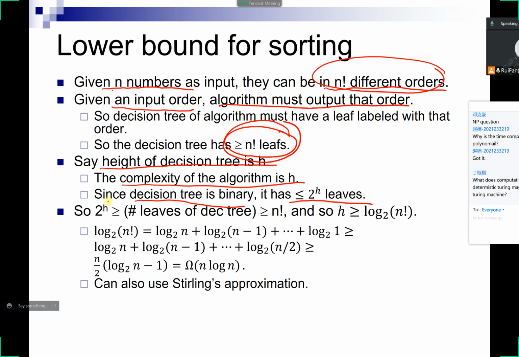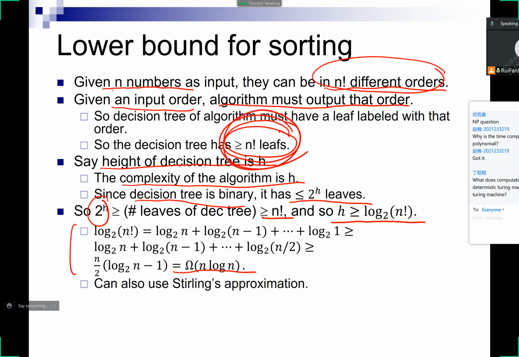So therefore the total number of leaves has to be at least n factorial, and so the height has to be at least log base 2 of n factorial. And now here I'm just computing what log base 2 of n factorial is, and it turns out that this is going to be omega of n log n. And so this means that the height of your decision tree has to be at least n log n in order to have n factorial leaves.